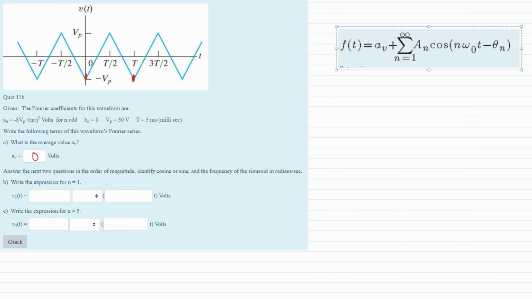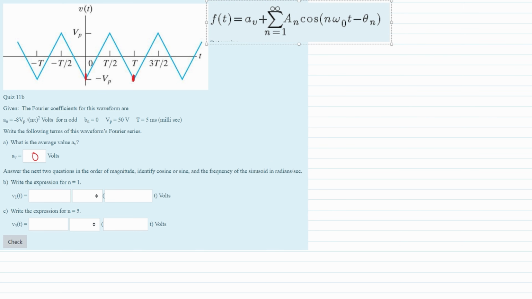Now we're going to look at the second part, and for the second part, we're going to need this. We're asked to answer the next two questions in the order of magnitude: identify the cosine or sine, and the frequency of the sinusoid in radians per second. To do this, we would need to look at this. A dead giveaway is that we have these values right here. These are our n values, or you can also represent them as k. K and n are used interchangeably. So we would plug them into here, and we can see that this is a summation. So we'll have to use this.